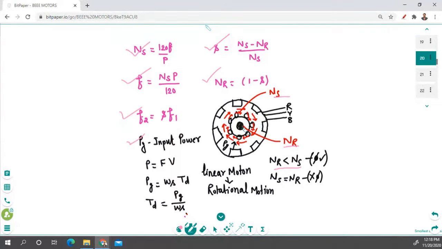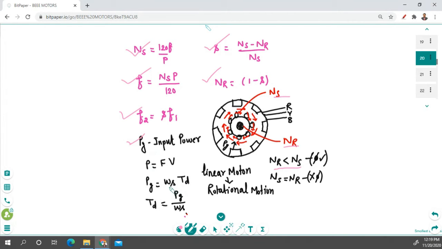So here we have calculated frequency f2. F2 is the frequency for this rotor. And what is the frequency for f1? F1 is the frequency for this stator part. Okay, so we have considered this Pg as an input power. So P is equal to F into V. We know that this power can be calculated by force into velocity. So we can represent this Pg by Ws into Td.